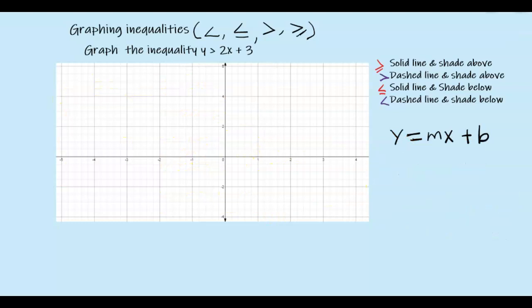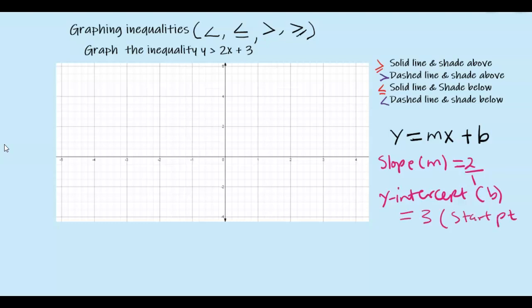Okay, so we have been given another example, which is y is greater than 2x plus 3. First of all, we have to set it up as y equals mx plus b. We need our slope, which is the m, and that's 2, and then every number is over 1. We need our y-intercept, which is b, and here it equals 3, and that's the start point.